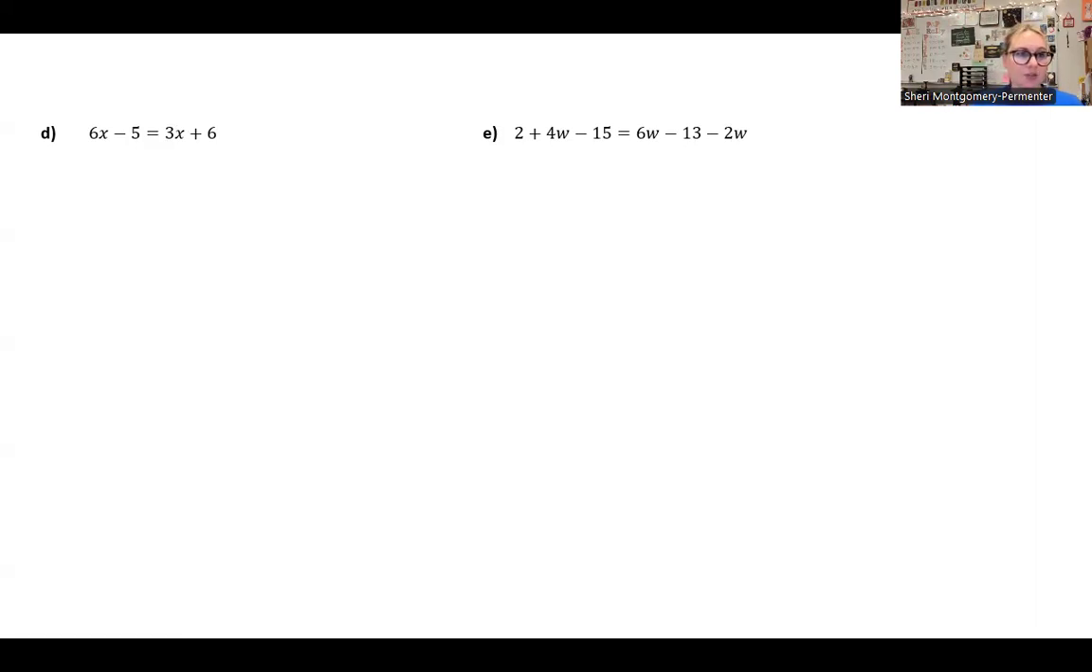So the first thing that I have to do is bring this 3 over and subtract 3x. So 6 minus 3, we get 3x minus 5 equals 6. Yay! Two-step equation now. I've only got 2 numbers over by the x. Two-step equation. This is nice. So first we're going to do what? Yep, add 5. 6 and 5 makes 11. And then what's my last step?